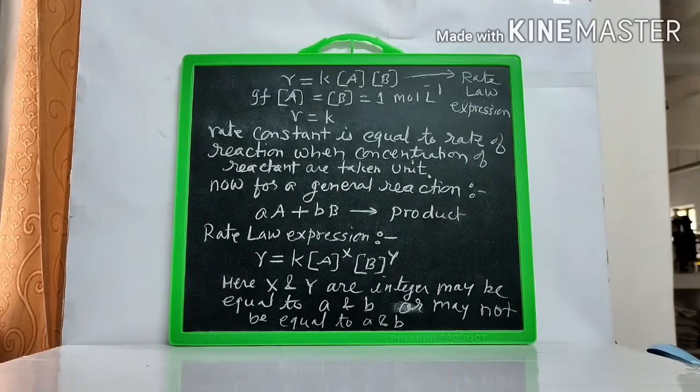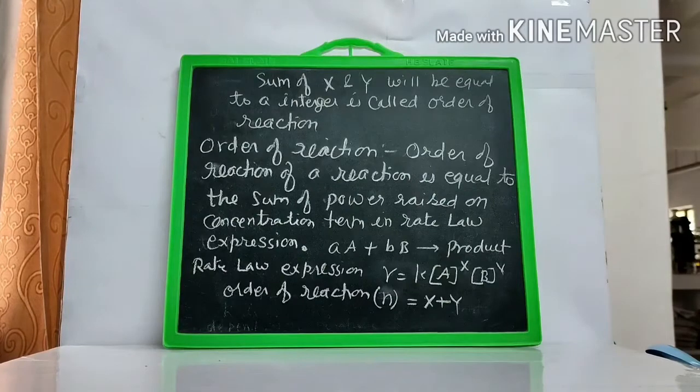For an elementary reaction, a mole of A plus b mole of B gives product. So the rate law expression will be R equal to K, A raised to x and B raised to y. The sum of x and y, which is an integer, is called the order of reaction. Order of a reaction is equal to the sum of powers raised on concentration terms in the rate law expression.